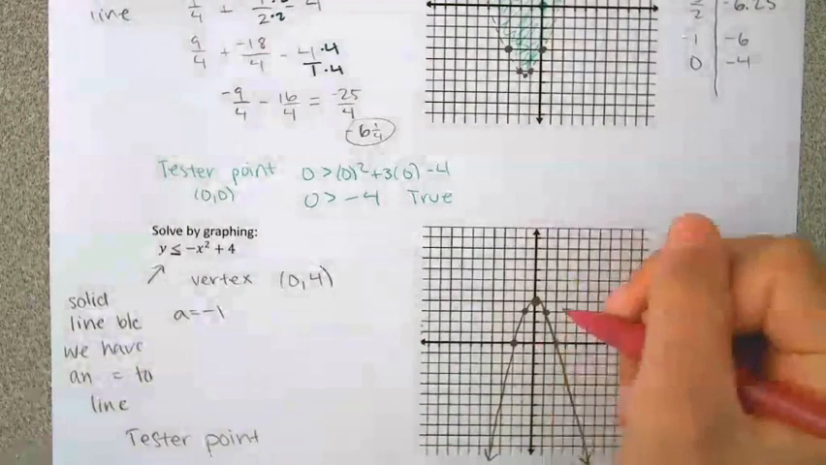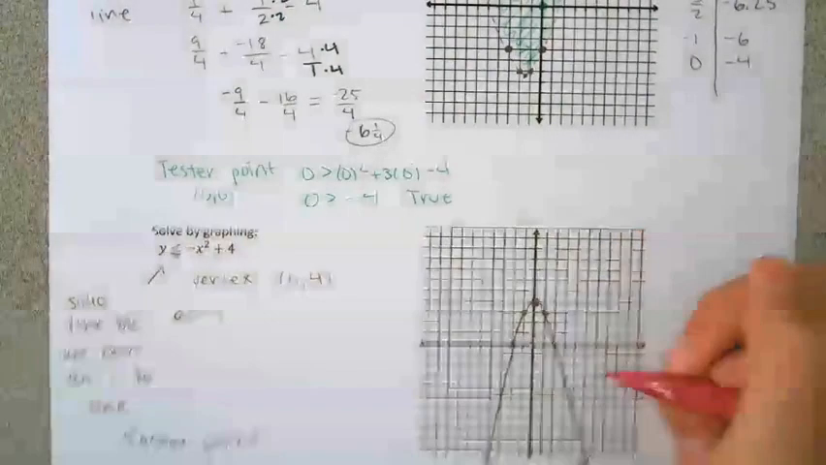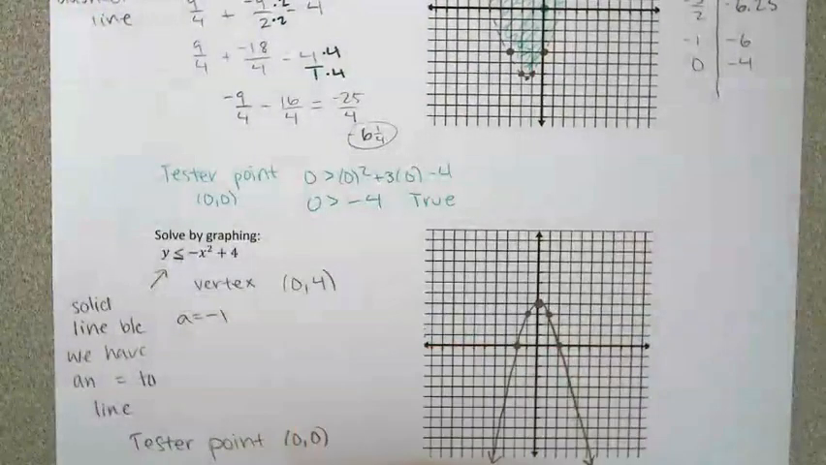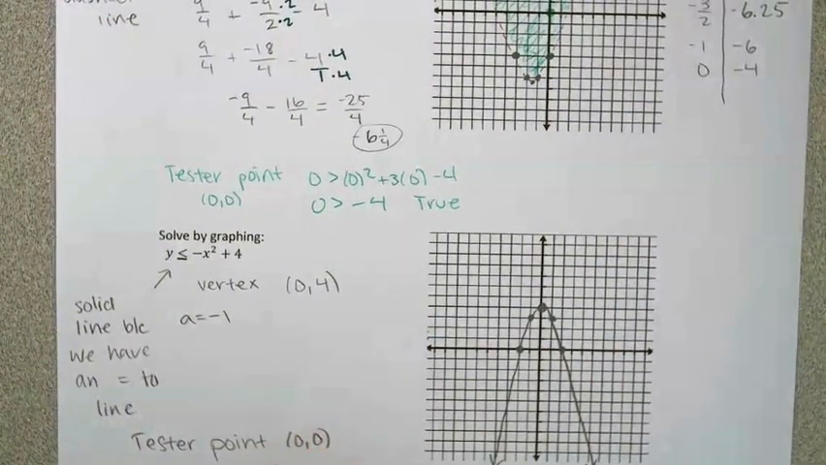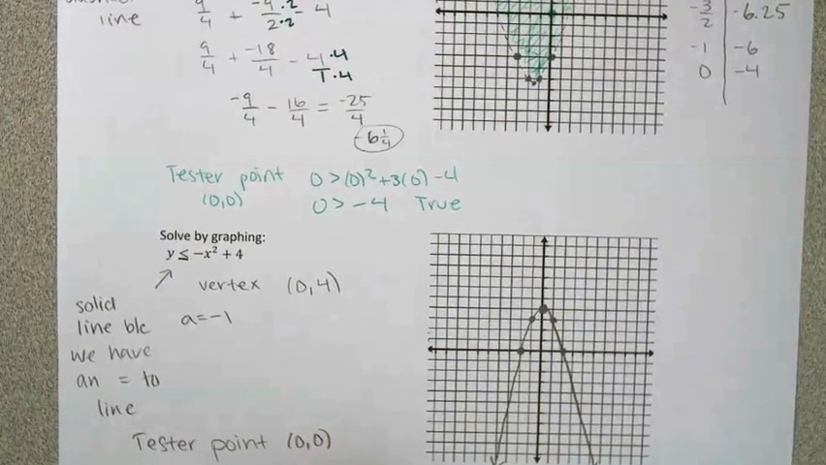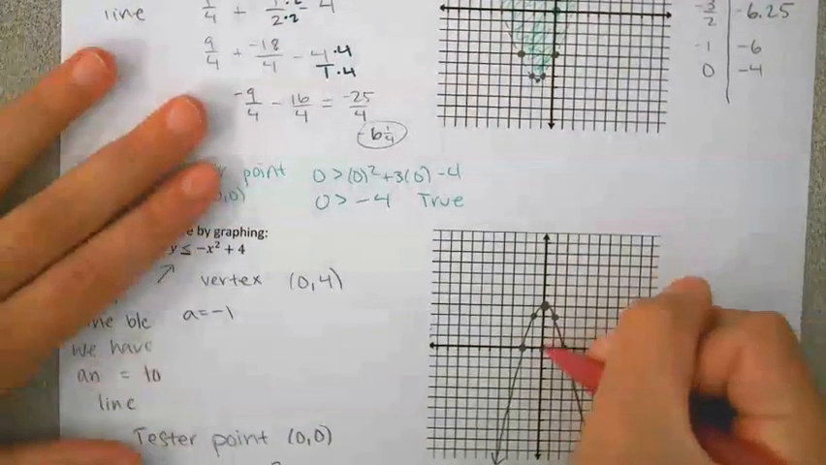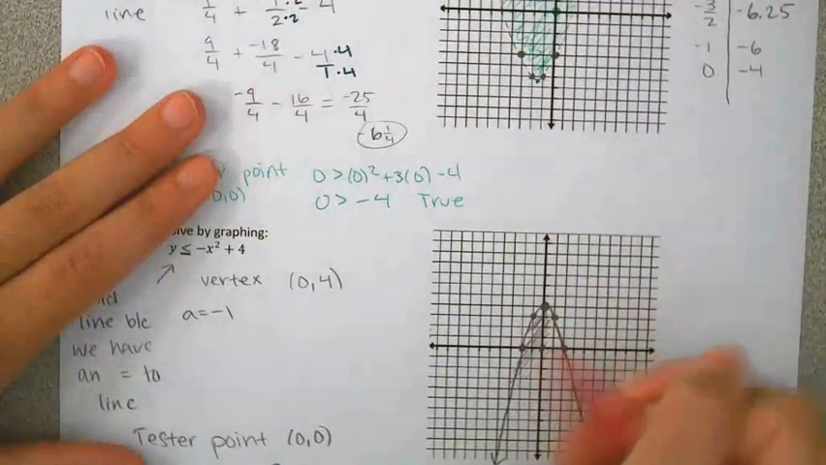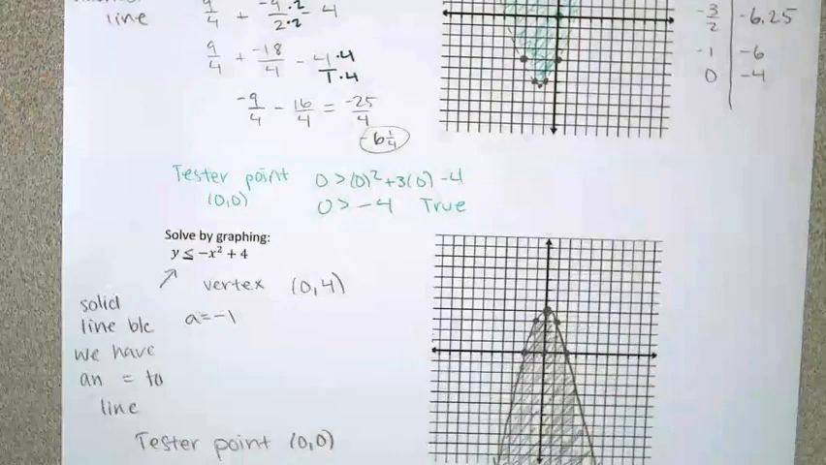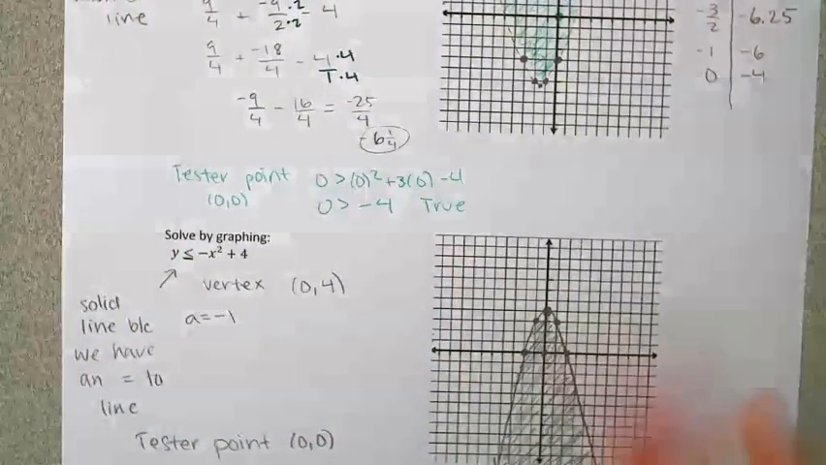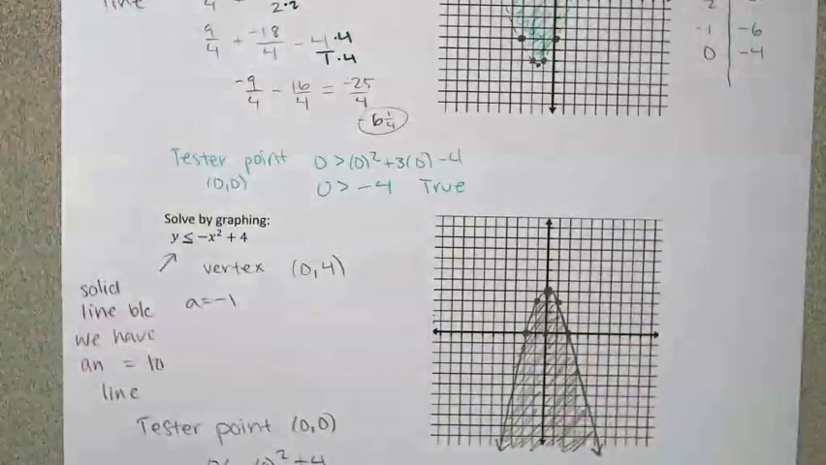(0, 0) is still a good option because it's completely contained on one side or the other side of the line. So (0, 0) becomes 0 is less than or equal to negative 0 squared plus 4, or 0 is less than or equal to 4, which is true. So since that is true, I shade where (0, 0) is, and since it's on this side, I shade again on the inside of my graph. And while this did happen for these two examples, it's not always going to happen where you shade on the inside, so to say, of your parabola.